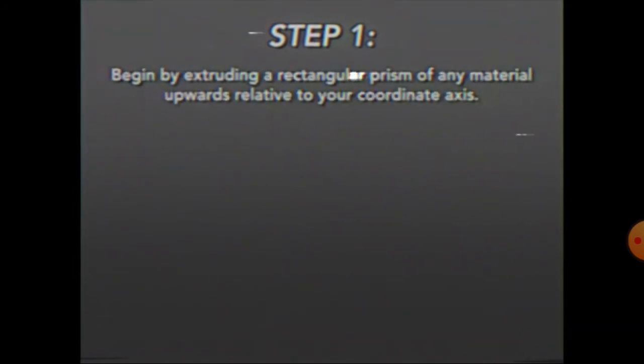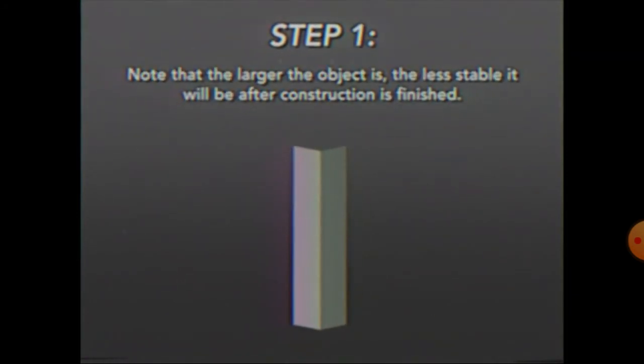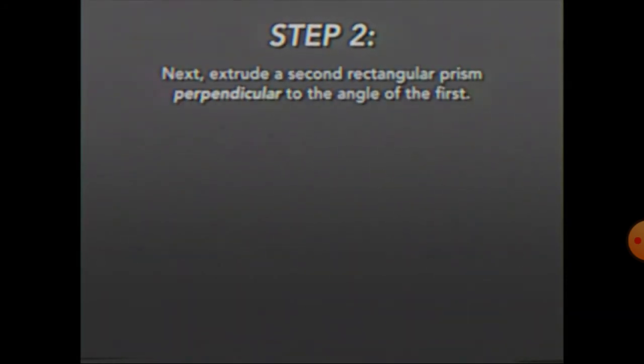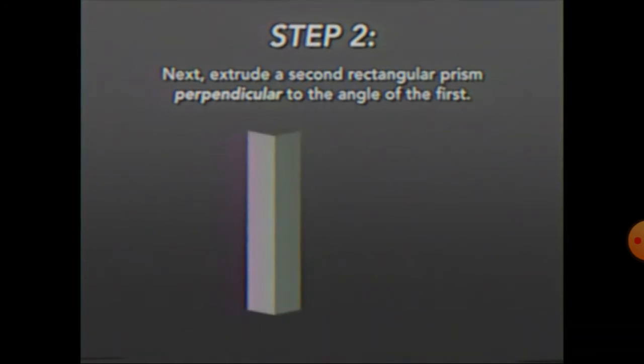Step 1. Begin by extruding a rectangular prism of any material upwards toward your coordinate axis. Note that the larger the object is, the less stable it will be after construction is finished. Step 2. Next, extrude a second rectangular prism perpendicular to the angle of the first.